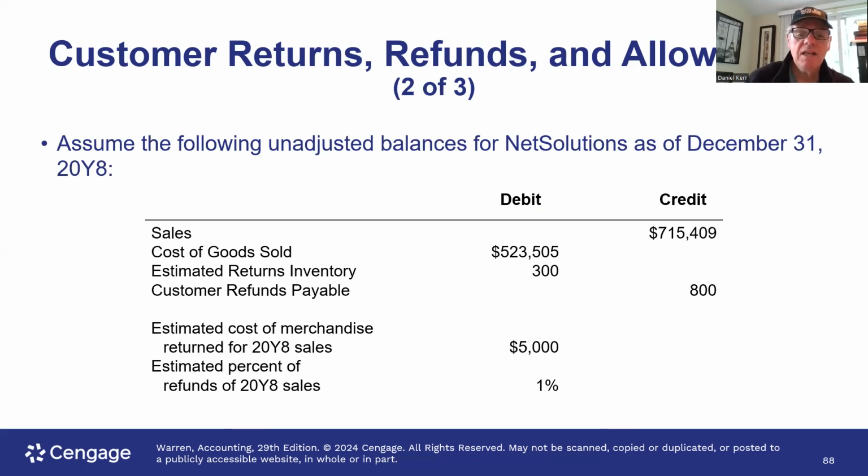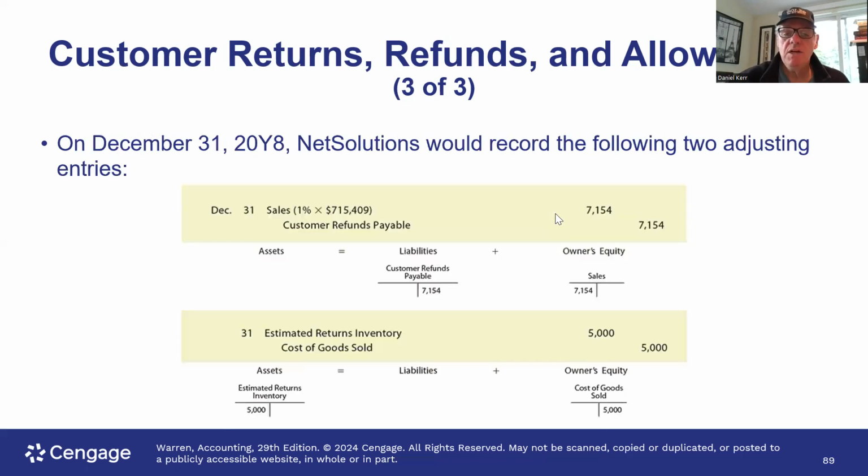So that's going to be your adjustment to inventory. And we estimate that 1% of the sales are actually going to have to be returned. So we know that we're going to have to provide for $5,000 of the inventory being returned, and we've got to provide for 1% of $715,409 being returned to us as well in terms of reducing the sales. So my two entries are as follows.